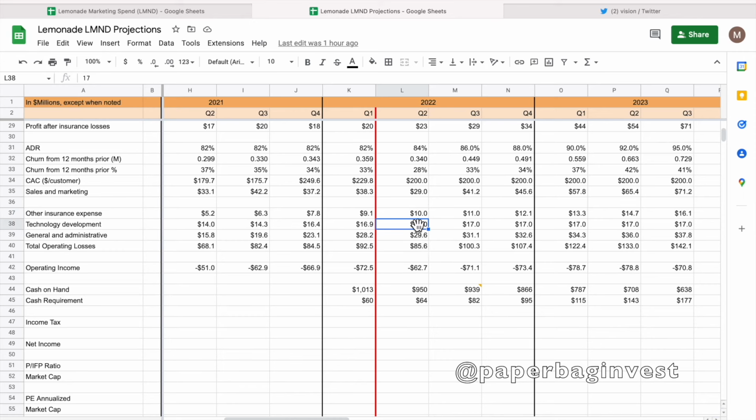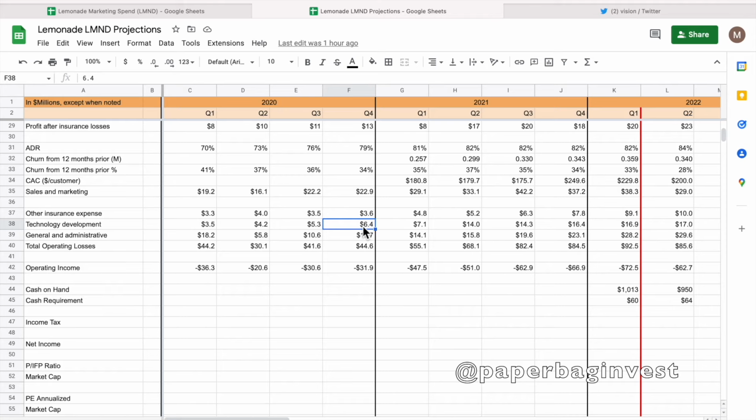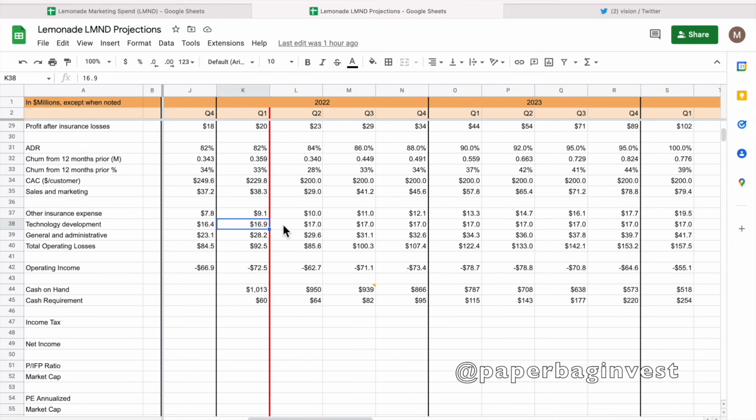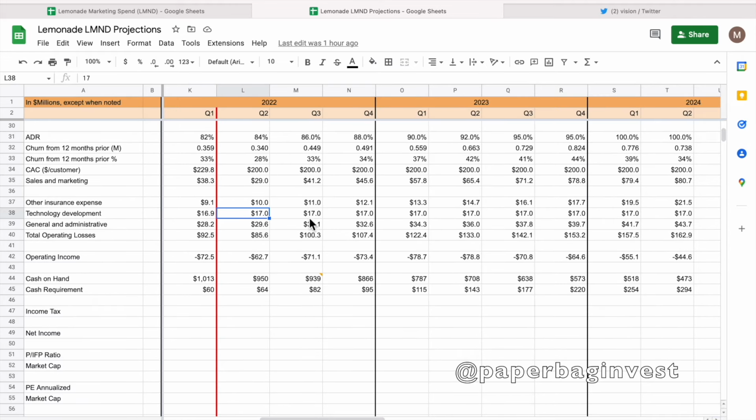Technology and development rapidly increased over the last couple of years. We were at 3.5 million a couple of years ago, and now we're at 16.9 million, especially as Lemonade Car was being developed. So I'm assuming, with Lemonade Car, most of their products are going to be in place, and they're going to be continuing to refine those products, make them better and better. And I'm sure they have some other products they are developing. So as they grow, I expect that expense is still going to be there, but I wouldn't think it would continue to grow like it has in the last couple of years.